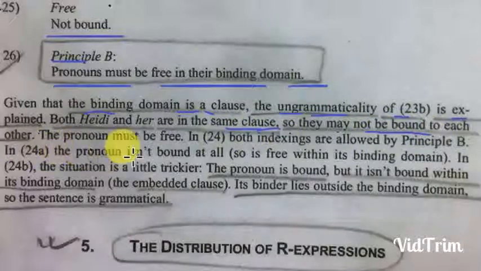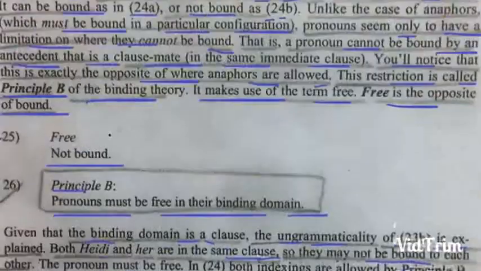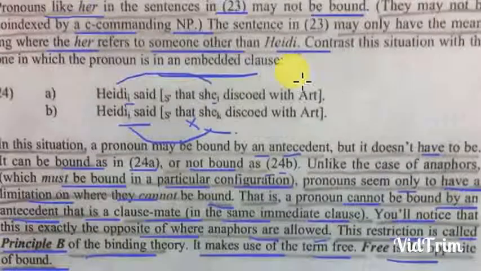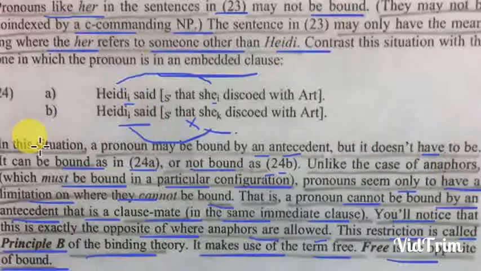The pronoun must be free. In 24, that is, Heidi said that she discovered with art, where she can refer to some other entity, that is, it cannot be indexed with Heidi, or that Heidi said that she discovered with art, and here her can be indexed with Heidi. Now 24 says that both indexings are allowed by Principle B.